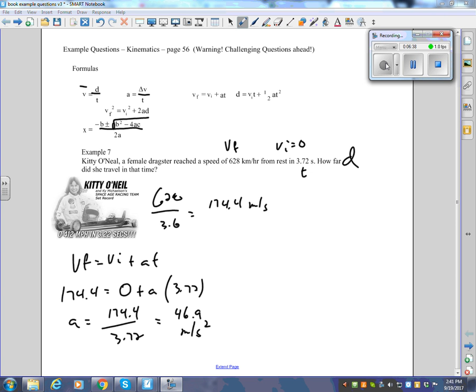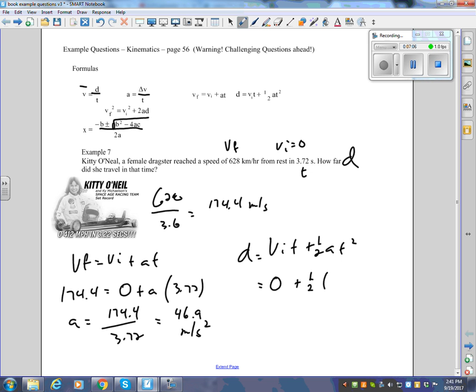Whatever. Okay, so we got our acceleration. So we want to know the displacement, D. Okay, Johnny, I've allowed that to happen for a couple minutes, hoping upon hope that you'll just stop, but you haven't. So stop. D equals VIT plus 1/2 AT squared. The initial velocity is 0. That's always a good thing. Plus 1/2. The acceleration is that number 46.9, and our time is 3.72 squared. This isn't a particularly challenging question, is it?